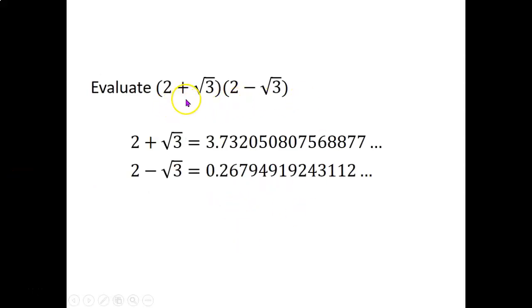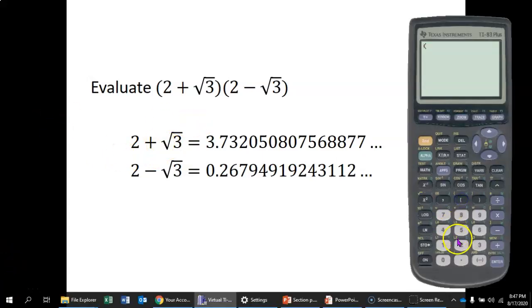Here's something you could try on your calculator. Ask your calculator to multiply together the numbers 2 plus the square root of 3 and 2 minus the square root of 3. If you want to try this yourself, pause the video. I'll wait, come back, and then we'll see what we get. So I'm asking my calculator for 2 plus the square root of 3 times 2 minus the square root of 3.